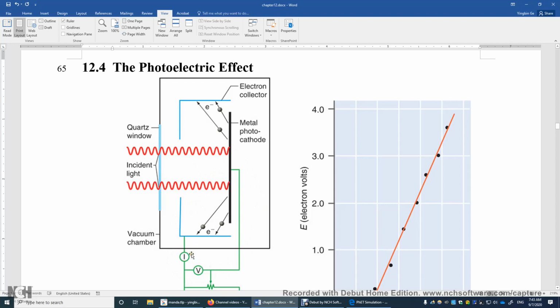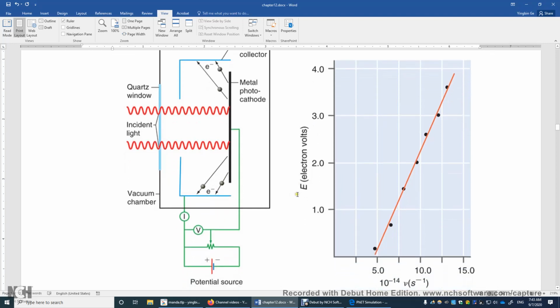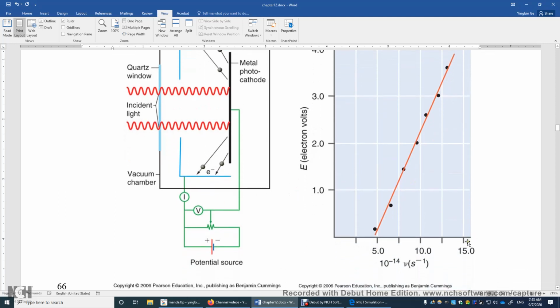If somehow we can measure the kinetic energy of the ejected electrons as well and plot that against the frequency of the photons, or the frequency of the light, we'll get a linear relationship. If you measure the slope, it's the Planck constant, 6.626 times 10 to the power of negative 34 joule per hertz. Over here, we can tell we need a minimum frequency, around 5 times 10 to the power 14 hertz, to eject an electron.